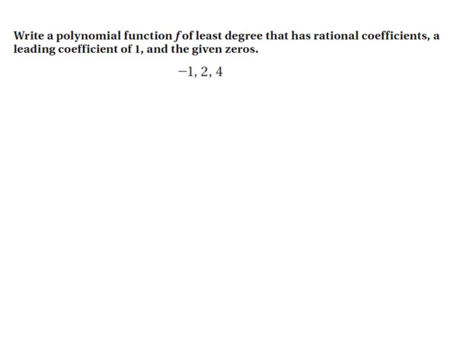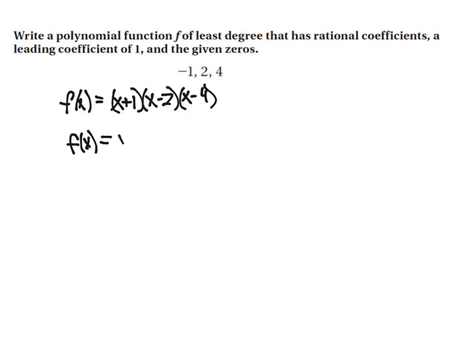All right. Write a polynomial function f of at least the degree that has the rational coefficients of this. Well, first, these are our answers. If we were to rewrite them in factored form, it would be x plus 1, x minus 2, x minus 4. And then I would FOIL it because it wants us to rewrite the polynomial. X squared minus 2x plus x minus 2 times x minus 4.